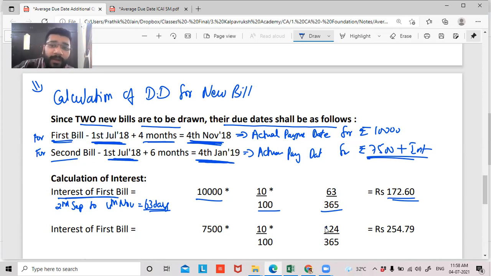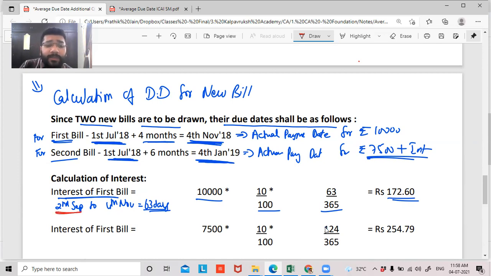So on 4th of November and 4th of Jan, the payment is made. The payment is not made on the due date. Therefore, I need to calculate interest. Calculation of interest. So interest on the first bill, guys.